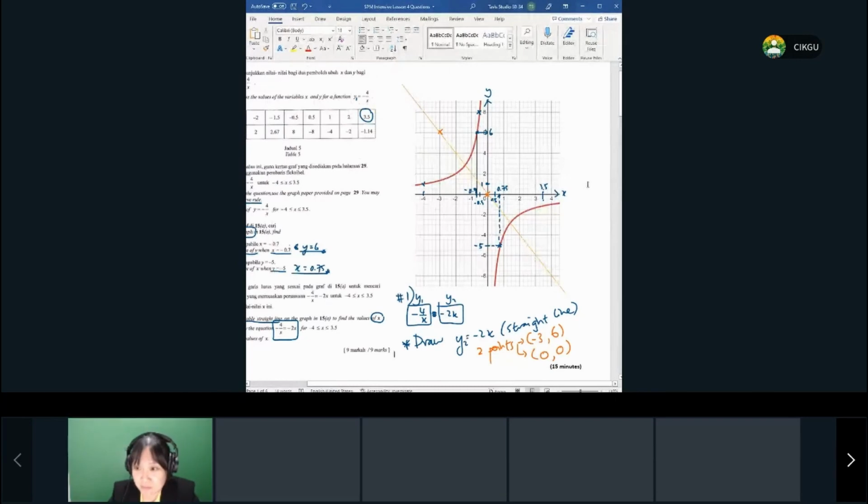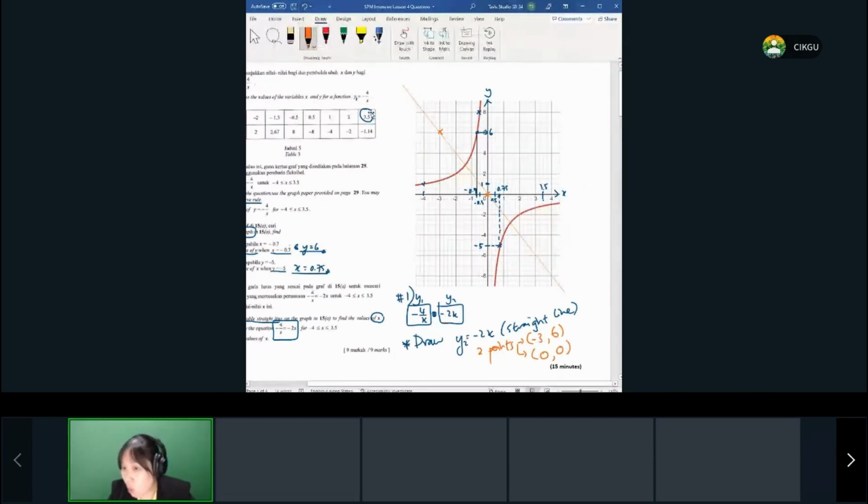Done. And then for me, I always label my graph. I always label this line here as y equals to 2x.